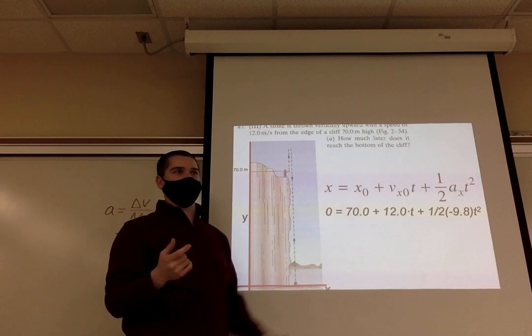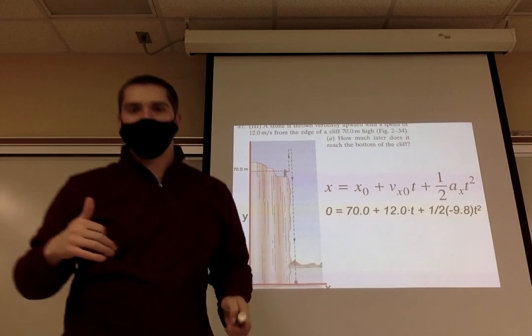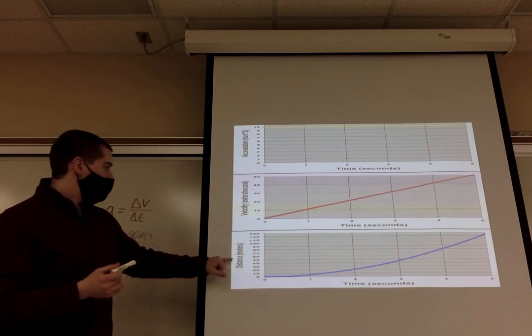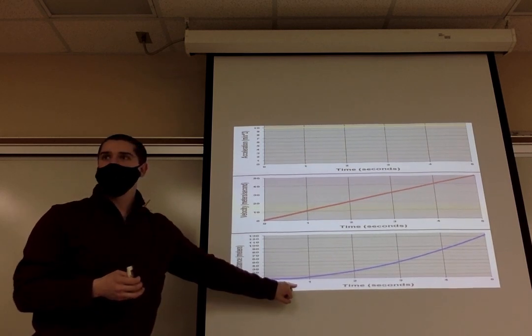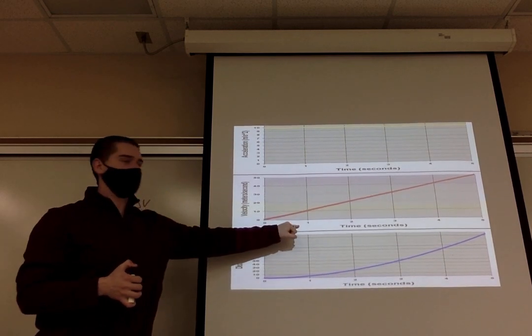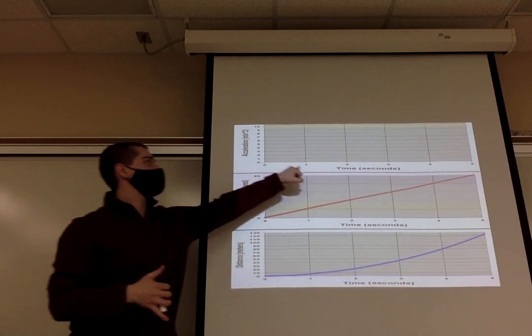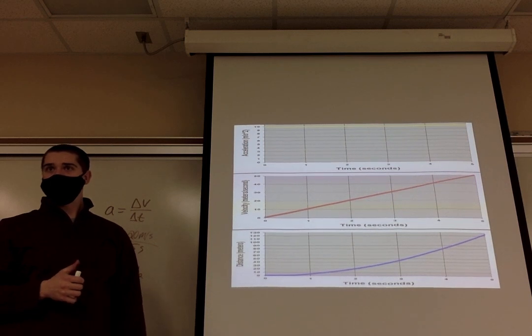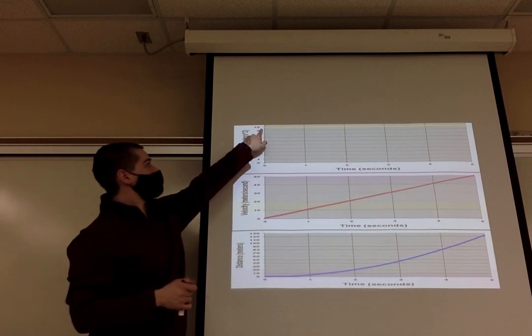We have position time graphs, speed time graphs, and acceleration time graphs. Notice, if I'm accelerating at a constant rate, that means my speed has to be increasing at a constant rate.